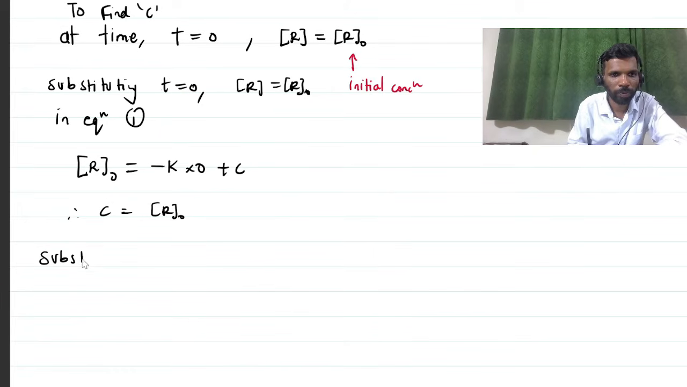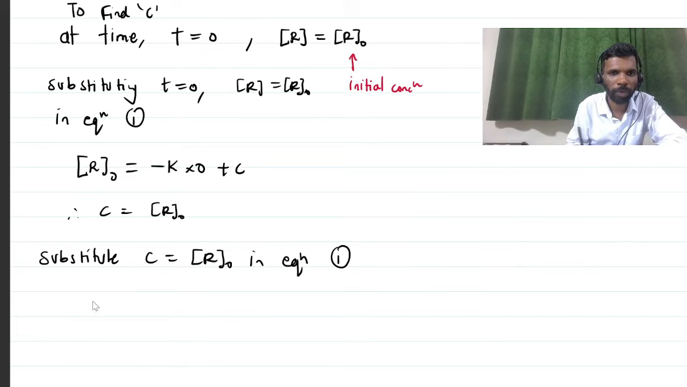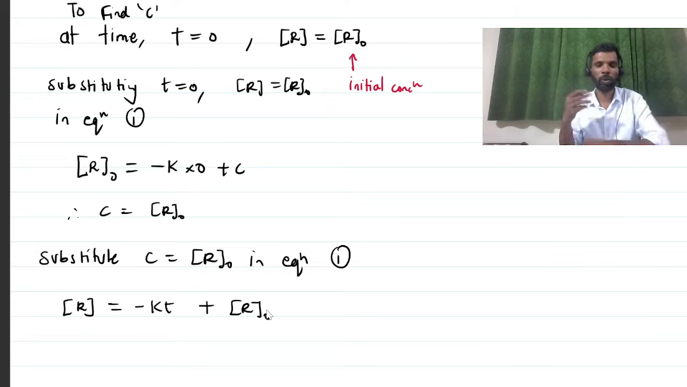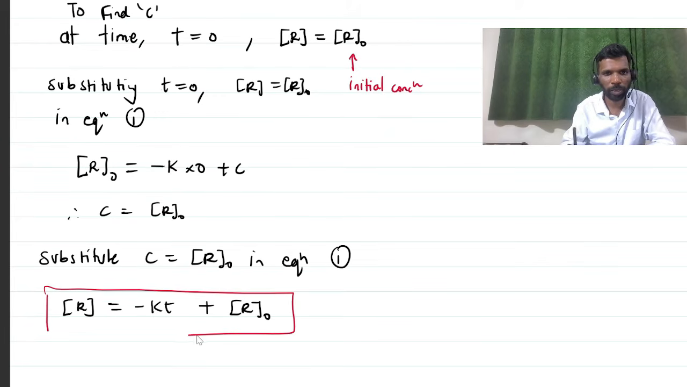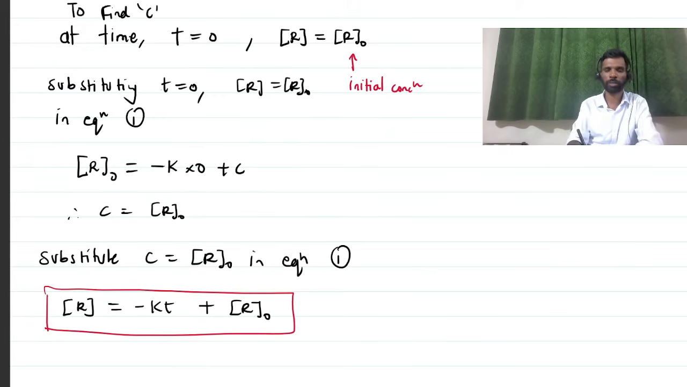Now substitute C is equal to R0 in equation 1. What do we get? We get R is equal to minus KT plus R0. This is the equation which was expected from you as the integrated rate law expression for the zero order reaction. There are marks for deriving this, the whole derivation.